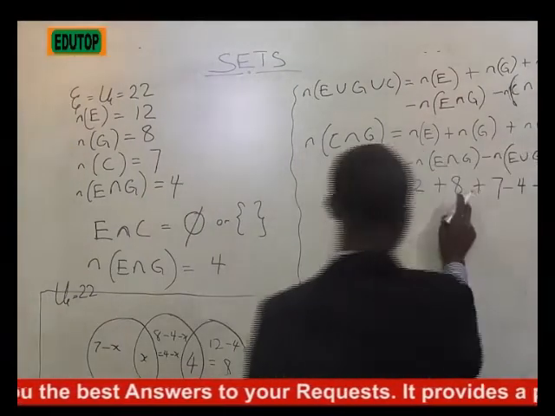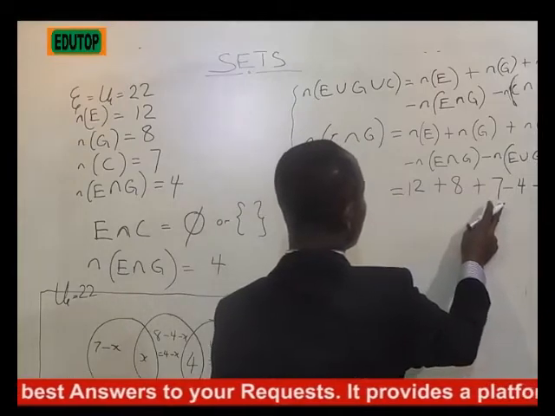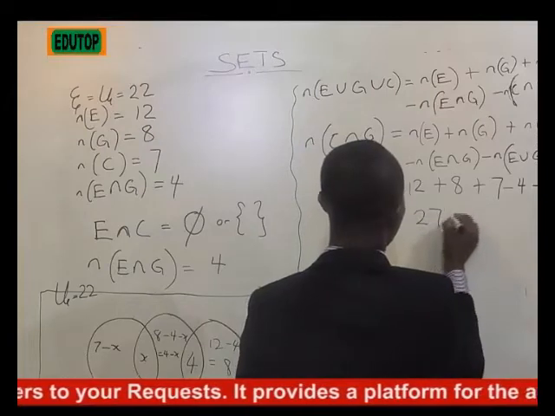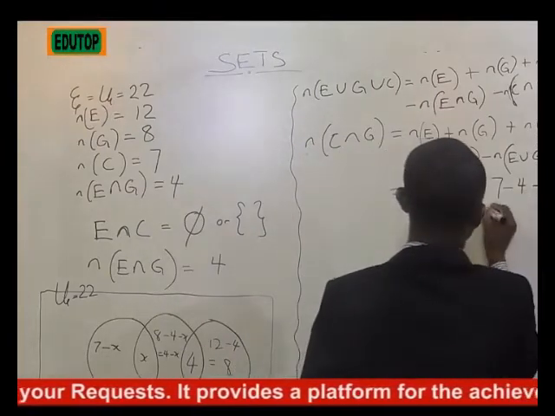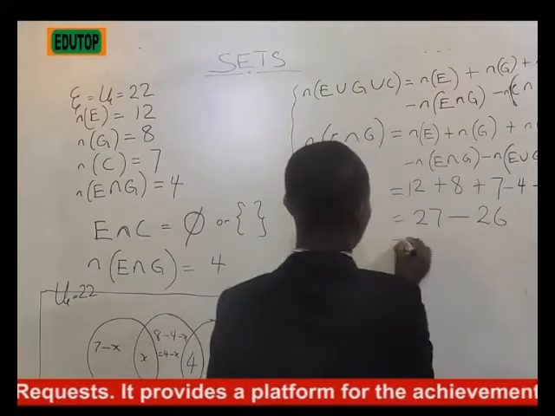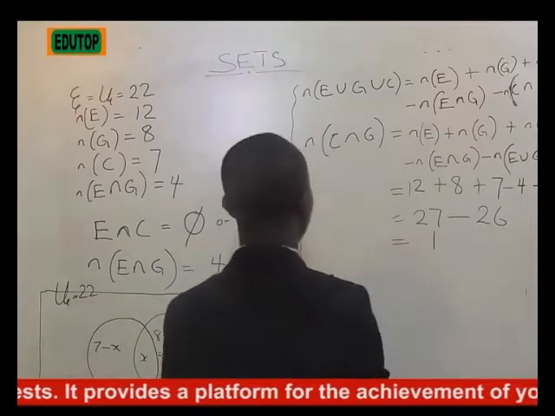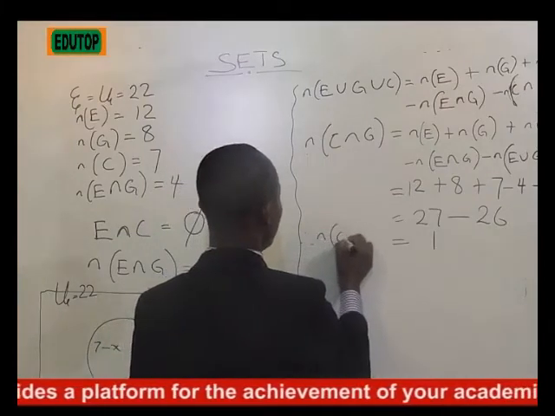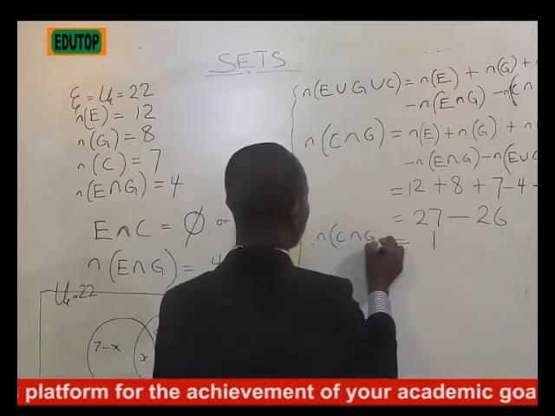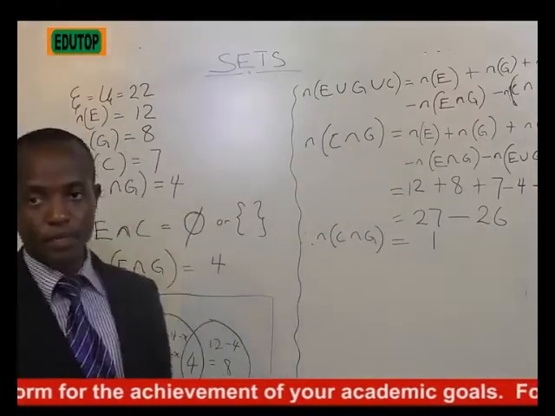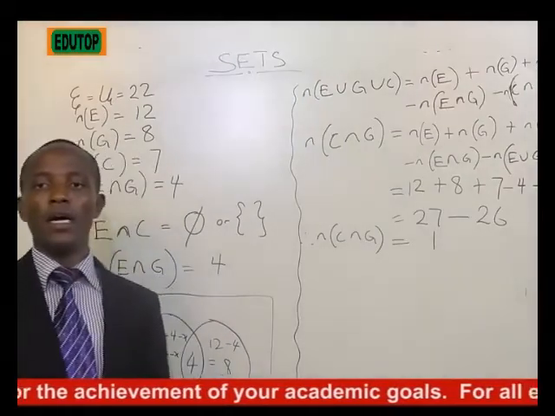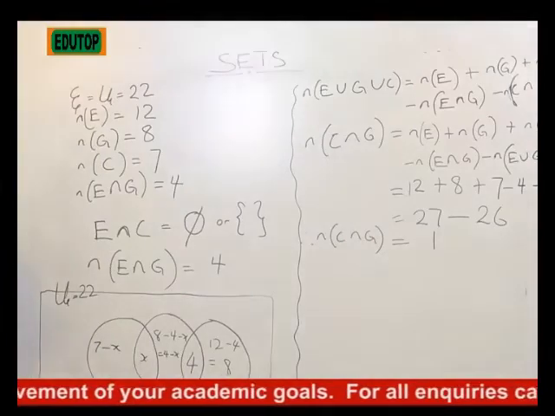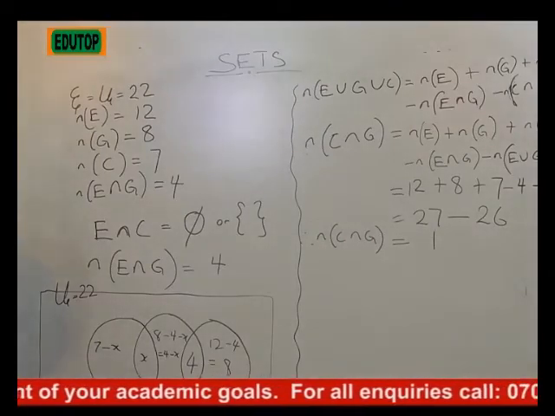So 12 plus 8 is 20, plus 7 is 27, minus 26, which is equal to 1. So we can therefore say that the number of students offering chemistry and government is equal to 1. Then the number of students offering government alone.